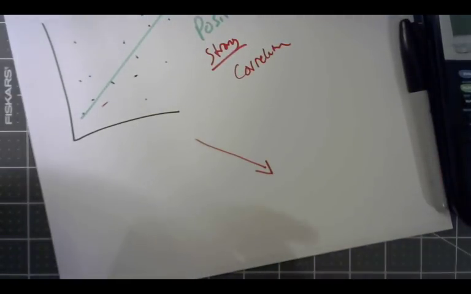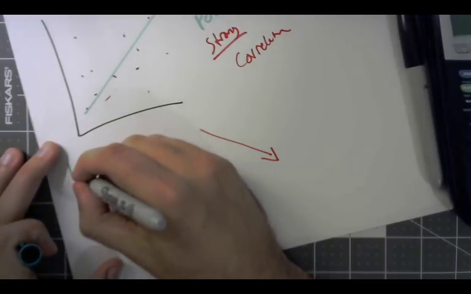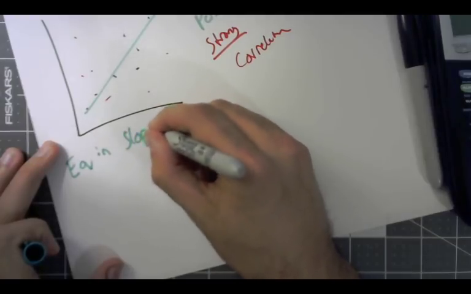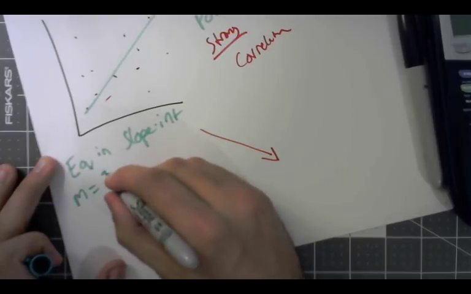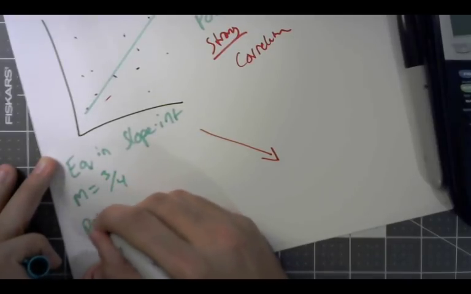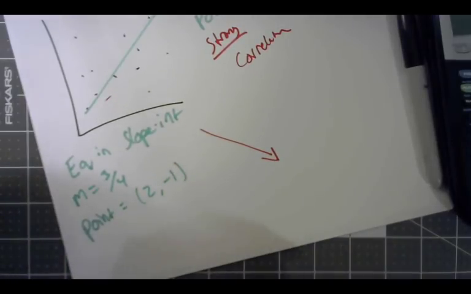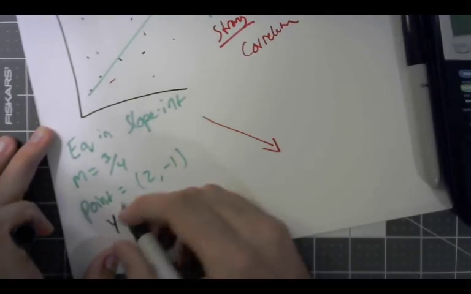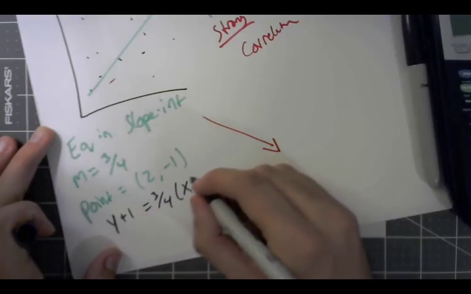Point slope form, that is what we use when we have a point and a slope and we want an equation. So we're going to write an equation in slope intercept. And so my slope, for example, is 3/4, and my point is 2, -1. Point slope we'll use right here for finding this equation. Y minus y1, so y plus 1 equals 3/4 times x minus x1.